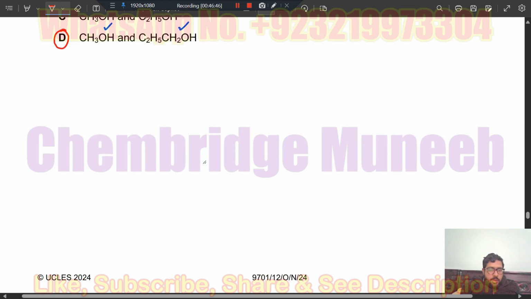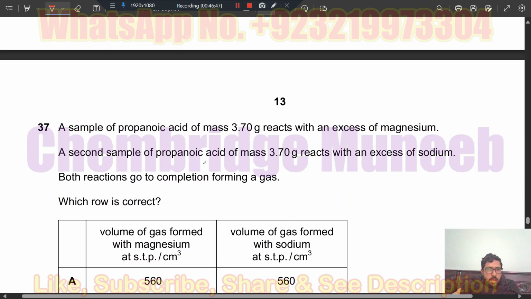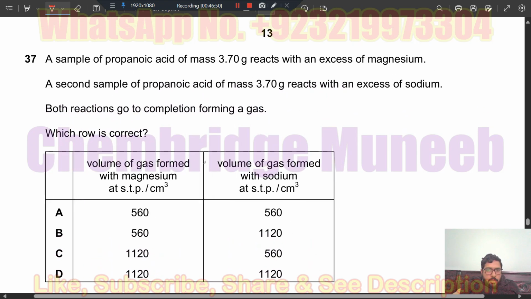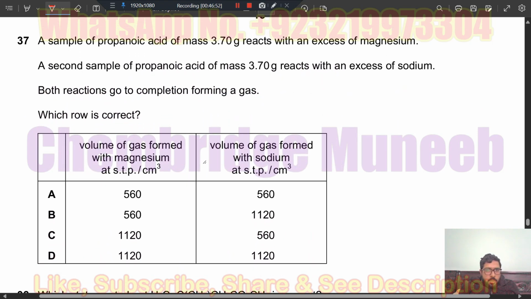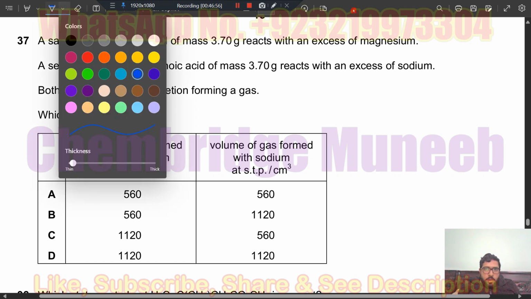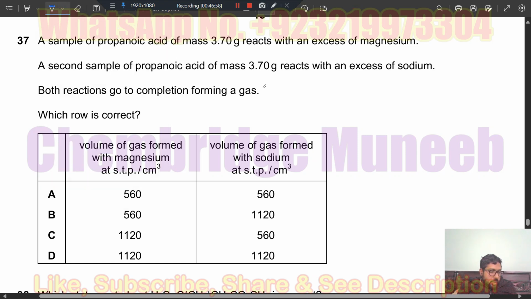Now next question is 37. A sample of propanoic acid reacts with magnesium and with sodium, and we have to check which volume of the gas is produced. So basically we have to have good equations of the propanoic acid with both metals, Mg and sodium.